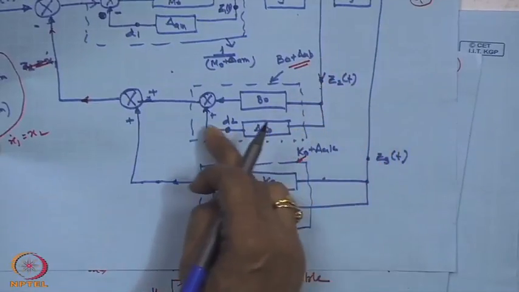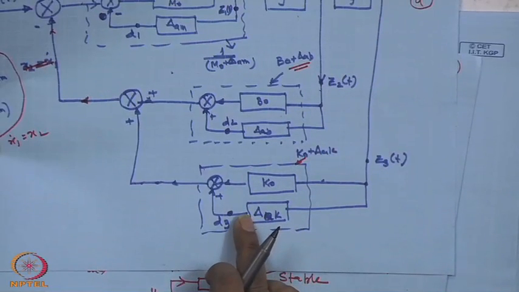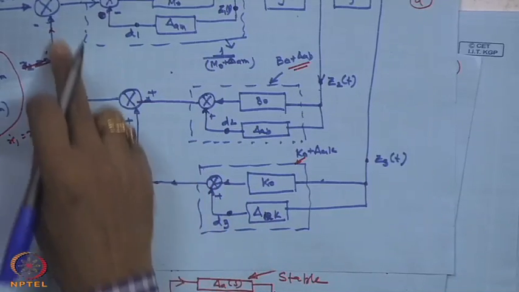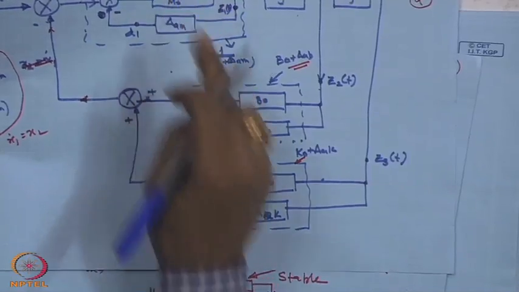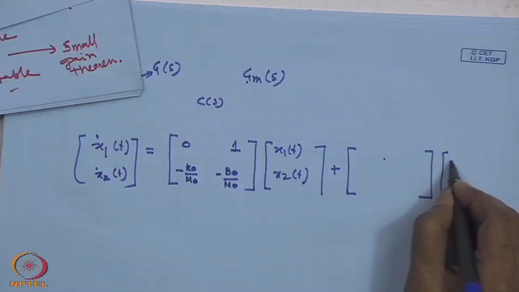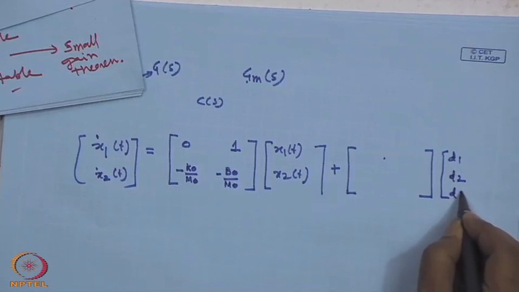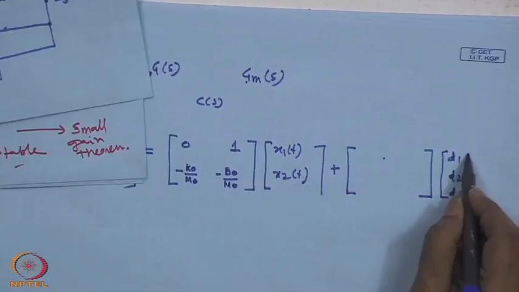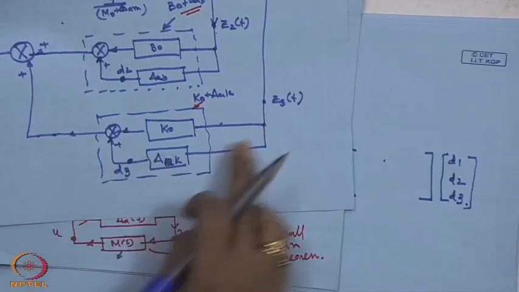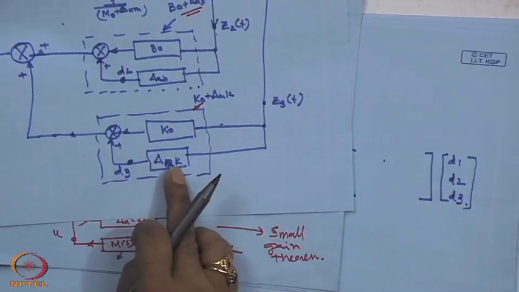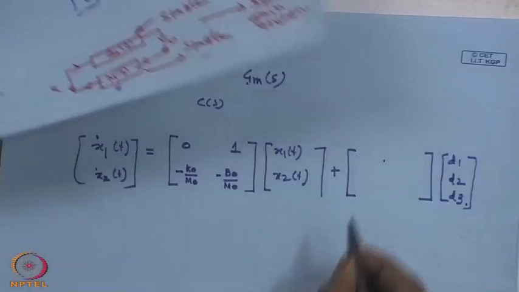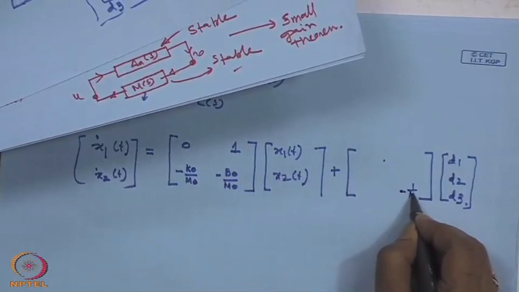Now, coming to the perturbation side, x 1 multiplied by delta k, what is this output? That output is d 3. So, d 3 is coming this way with a minus sign again, 1 by m 0. So, I can write d 1, d 2, d 3, agree? If you consider d 3, x 1 multiplied by delta k is equal to d 3. D 3 going this way, multiplied by 1 by m 0. So, it will be minus 1 by m 0.